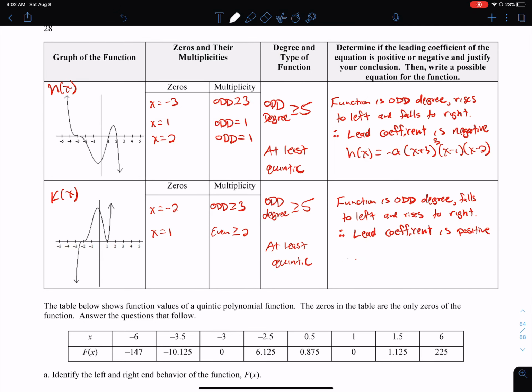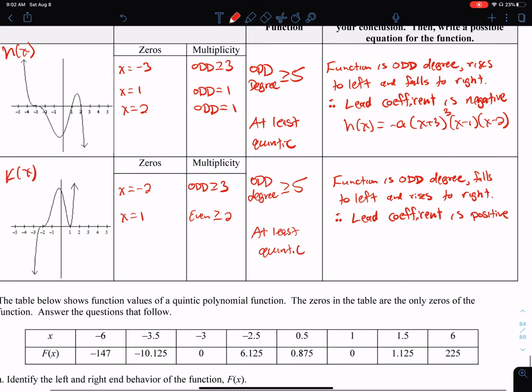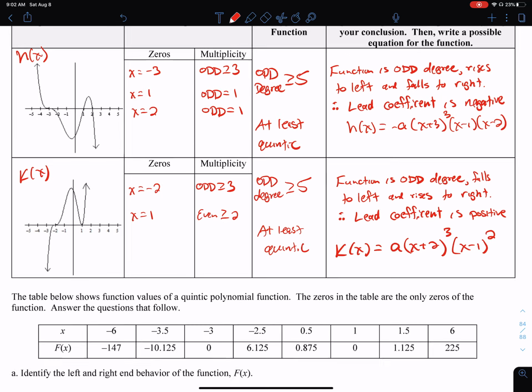As far as our function goes for this, this is function k. We're saying the lead coefficient's positive, so I'm just going to put an a here. One of our factors is x plus 2. It has an odd multiplicity. Another factor for this is x minus 1, and it has an even multiplicity. It's at least 2 and at least 3.